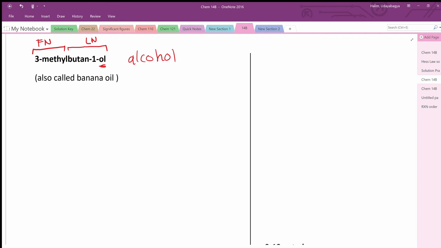So butane is 4. So I'm just going to draw from the last name first. Butane is 4. So 1, 2, 3, 4. In position number 1, I have an alcohol. And in position number 3, I have a methyl group. There. Right? And you guys are missing just one last stroke there.